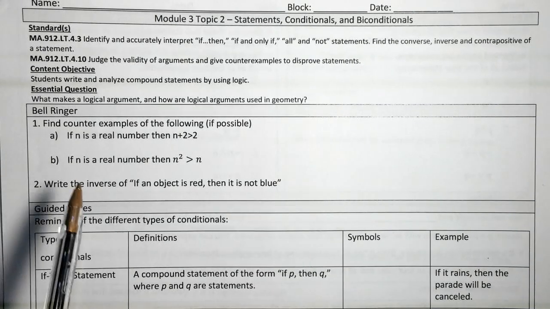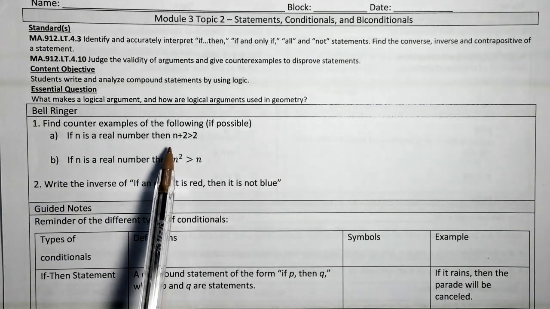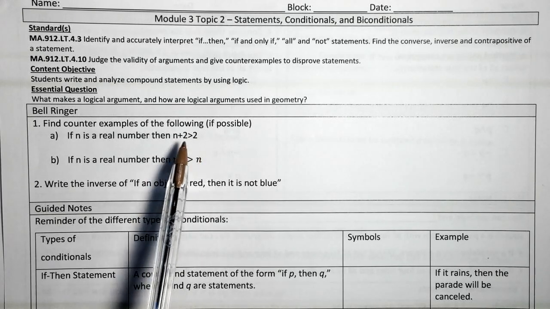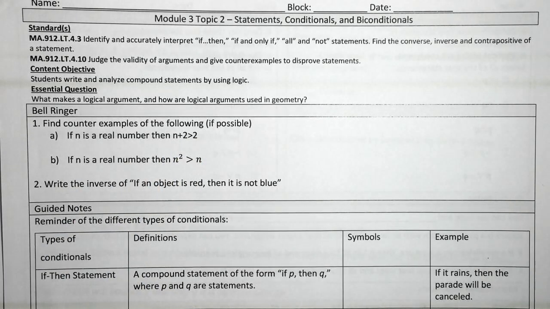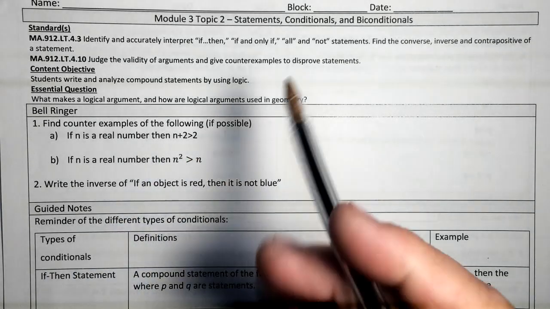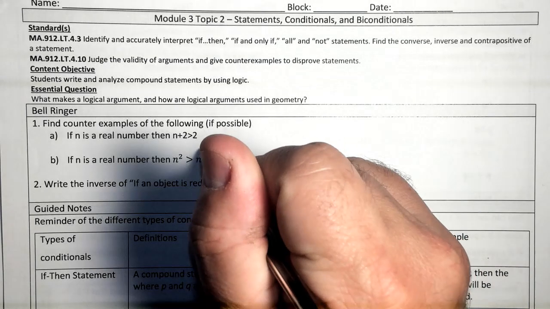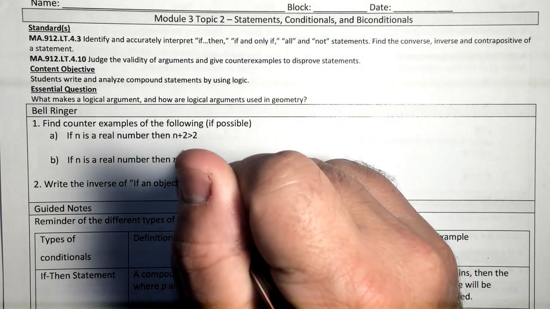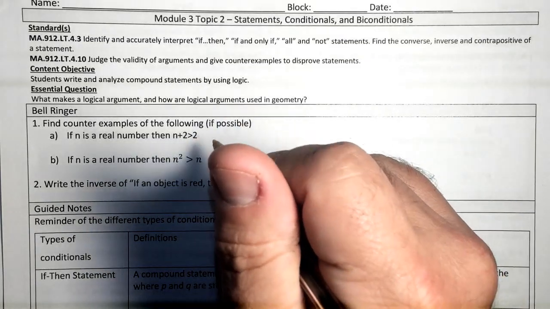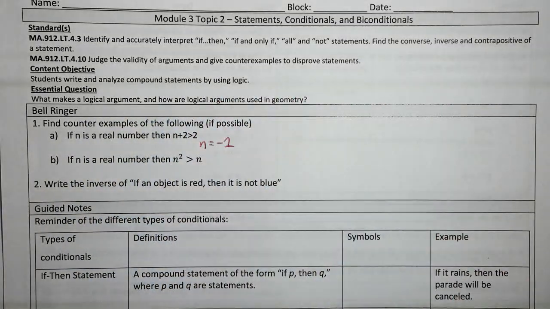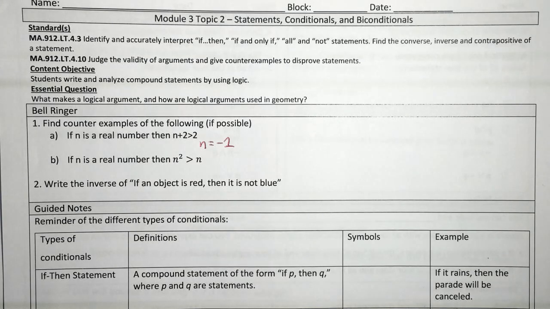Alright, so if n is a real number, let's just plug in 1 here. So 1 plus 2 is 3, and 3 is greater than 2. But what if we plug in negative 1? Negative 1 plus 2 is 1, and 1 is not greater than 2. So we'll just say n equals negative 1. That's our counterexample for that one.